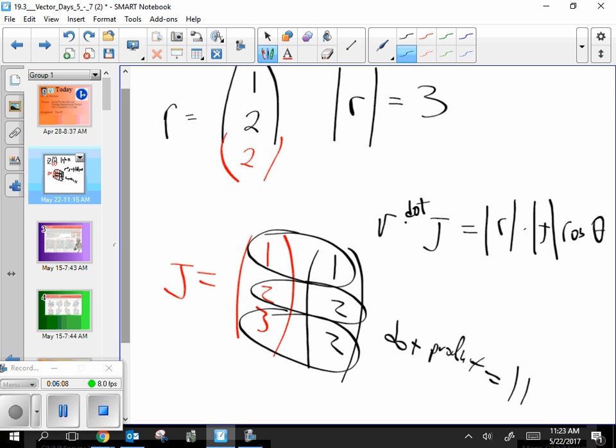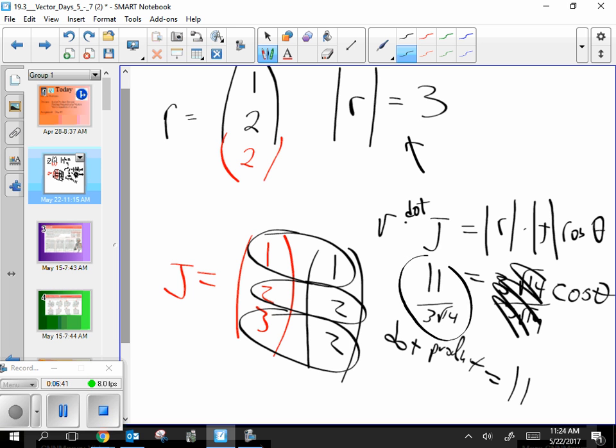Okay, good. Then the dot product has to be equal to the absolute value, which means the magnitude, of R, which we already said was 3. It says it right there. And then the magnitude of J, which is 9, 4, and 1, makes the square root of 14, times cosine theta. Then I just have to divide both sides by 3 root 14, and then I take the inverse cosine of that.